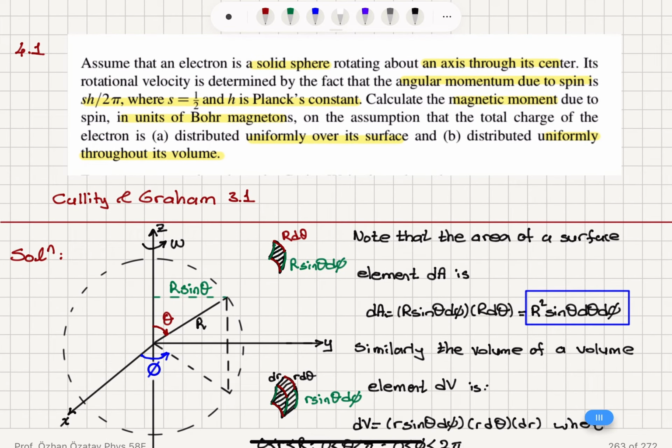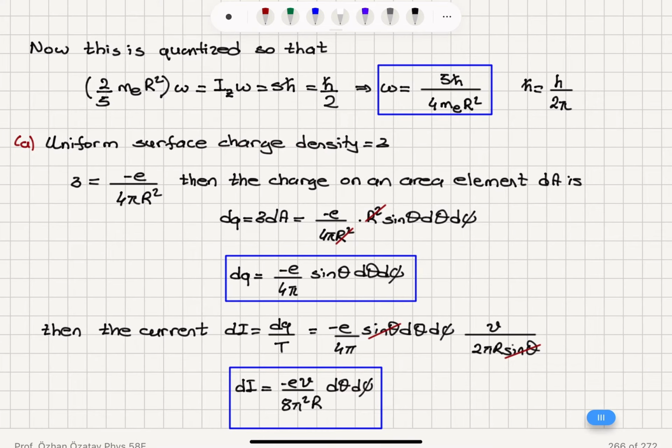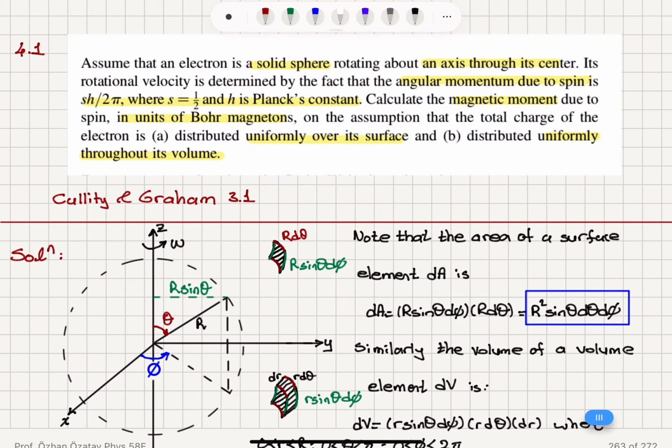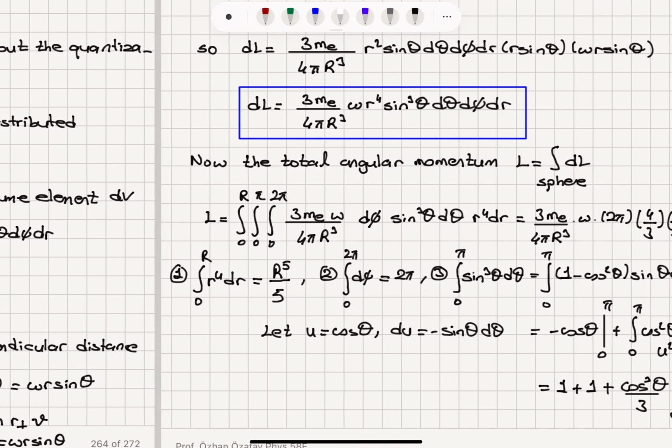We're trying to calculate the magnetic moment due to spin in units of Bohr magnetons on the assumption that the total charge of the electron is distributed uniformly over the surface. The surface charge density is the charge of the electron divided by the surface area of a sphere, 4 pi r squared, and sigma dA is the charge of the area element dA. If we look at an area element here, dA, it has area r d theta times r sine theta d phi, and this area element is rotating on this circle with radius R sine theta.